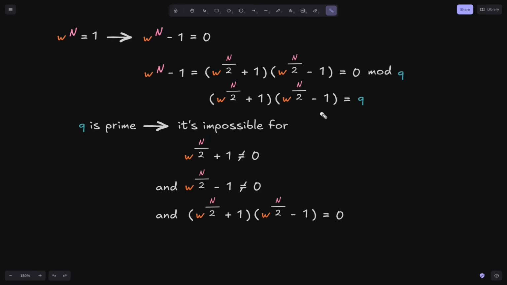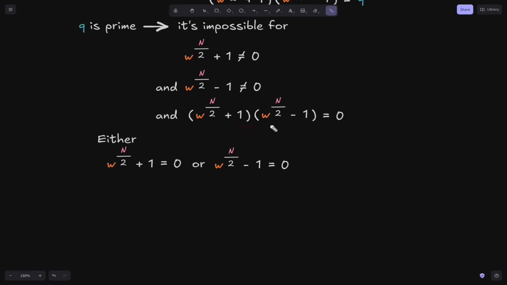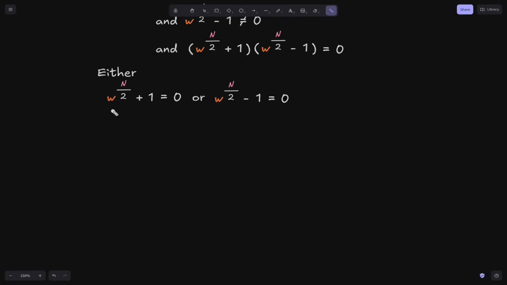So let's summarize what we have found out so far. q is prime, so it's impossible for this side to not equal 0 and this side to not equal 0. And it happens that when we multiply two non-zero numbers, it equals q, which is equivalent to 0 mod q. So for this condition to be true, we cannot have that both of these expressions are non-zero numbers. One of them has to be equal to 0. Either the left term is equal to 0 or the right term is equal to 0. So let's try to find out which expression is equal to 0.